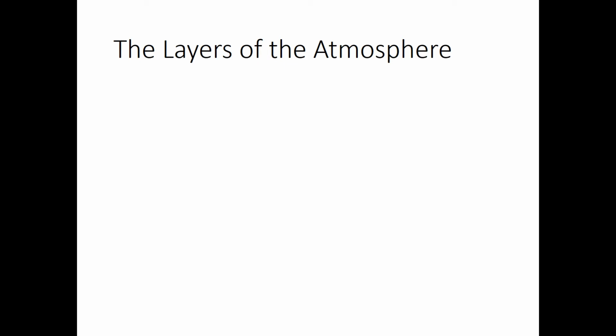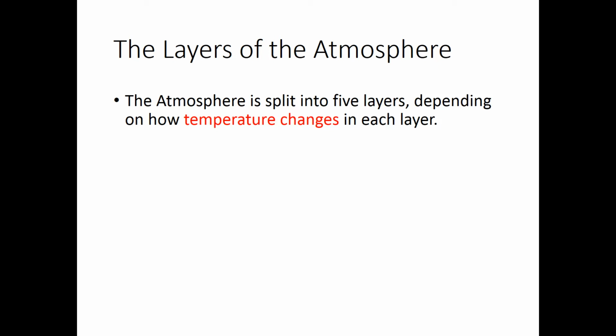We all know that our Earth is split up into different layers: crust, mantle, outer core, inner core. Very similarly, the atmosphere is also split up into different layers. It is split up into these layers based on how temperature changes in each layer. Before we move on, let me review and say that as you go up in the atmosphere, pressure always declines. It always decreases.